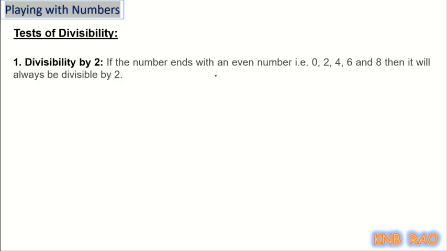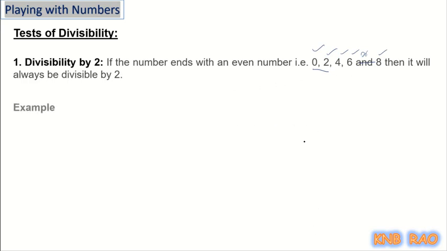Coming to the divisibility by 2, any number that ends with an even digit will be certainly divisible by 2. That is, if a number ends in 0, 2, 4, 6 or 8, then the number must be divisible by 2.